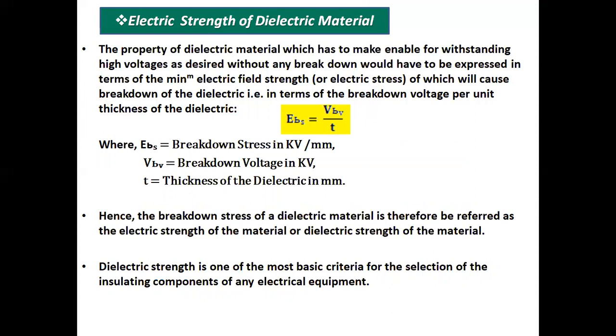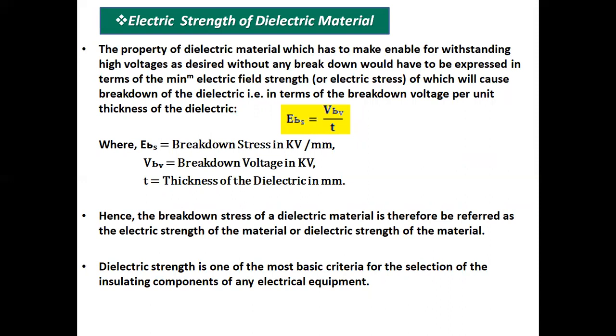Electric strength of dielectric material. The property of a dielectric material which enables it to withstand high voltages as desired without any breakdown has to be expressed in terms of the minimum electric field strength or electric stress which will cause breakdown of the dielectric, that is, in terms of breakdown voltage per unit thickness of the dielectric.